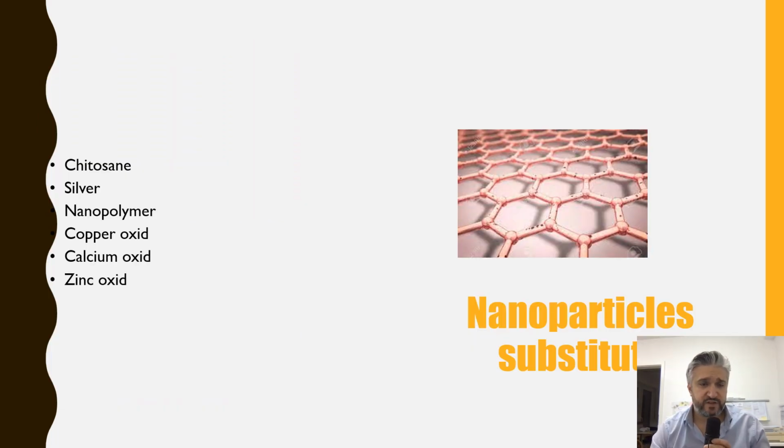The most common nanomaterials in the endodontic industry are chitosan, silver nanopolymer, copper oxide, calcium oxide, and zinc oxide. These materials are going to be used. Well, they are already used, but there are still some studies that have to be finished in order to put them on the market. But this will be the future of materials in the endodontic industry. We will talk more about the properties of chitosan, added as a substitute in many sealers.